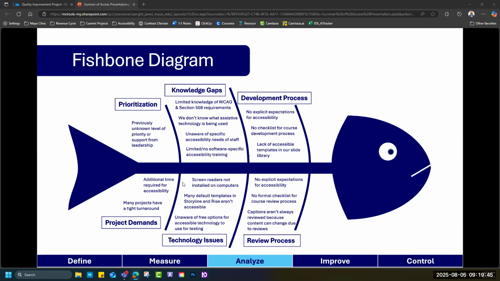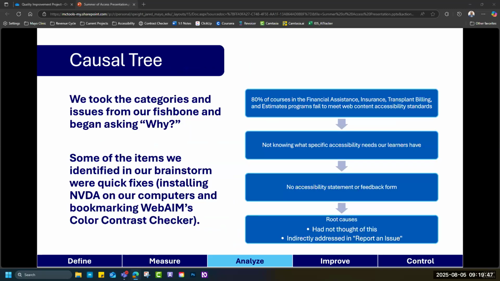The next step was our causal tree, and if I get through this presentation without calling it a casual tree, that will be a win for me. But we built this and we started going through and grouping issues by asking why until we could find these root causes. One of our root paths can be seen here.